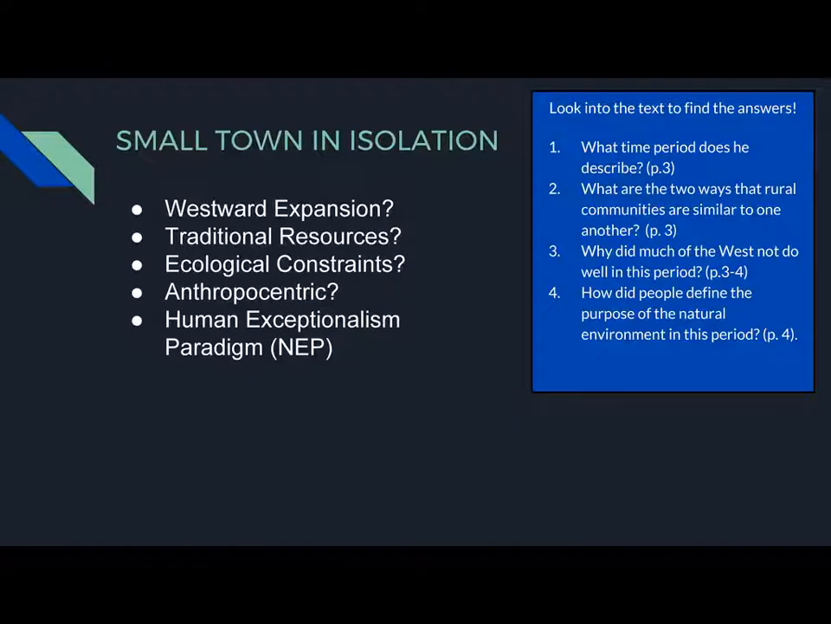So the first section in this chapter he calls Small Town in Isolation. So we're looking at early on in the time period of westward expansion, and this is something that you might see on the social studies test. And that was really in the late 1700s and early 1800s when the settlements from the east coast of the United States really began to expand westward.